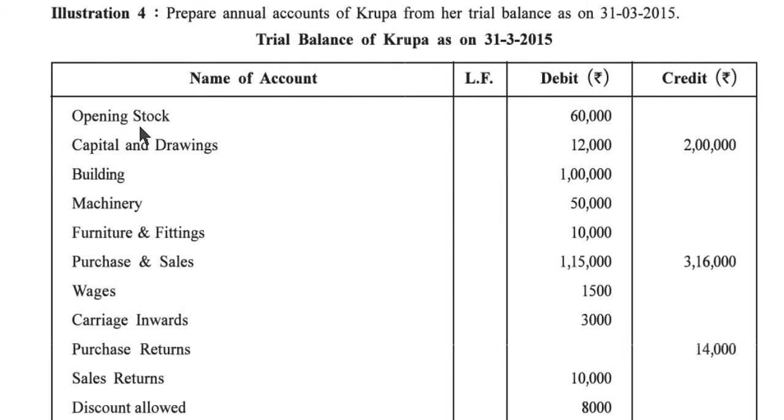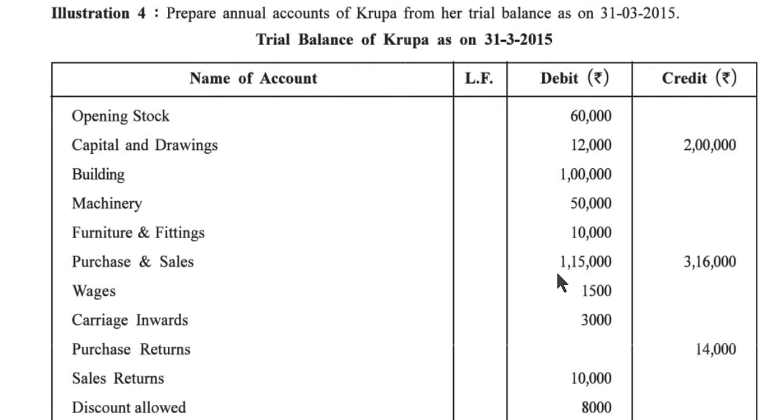Question part. Trial balance is given. Opening stock 60,000. Capital and drawing. Here capital and drawing is given. Drawing always debit and capital always credit. So if credit side amount is given, it is capital, and if debit side amount is given, it is drawing. D for drawing, debit. C for capital, credit. Building, it is an asset. An asset always has a debit balance. Machinery also asset, debit balance. Furniture and fittings, asset, debit balance.